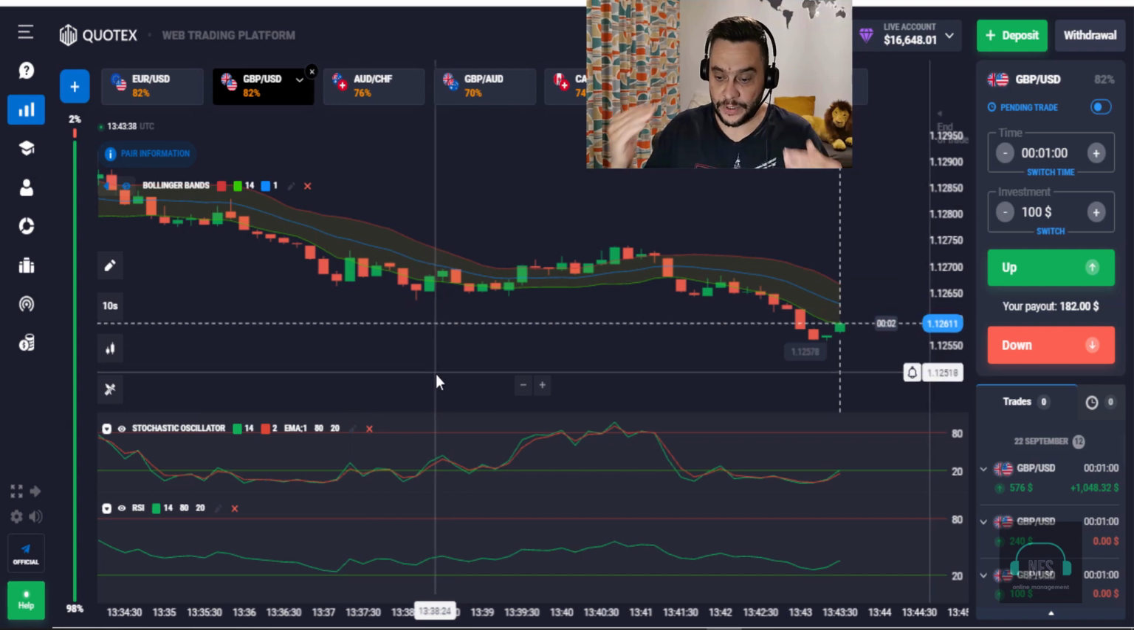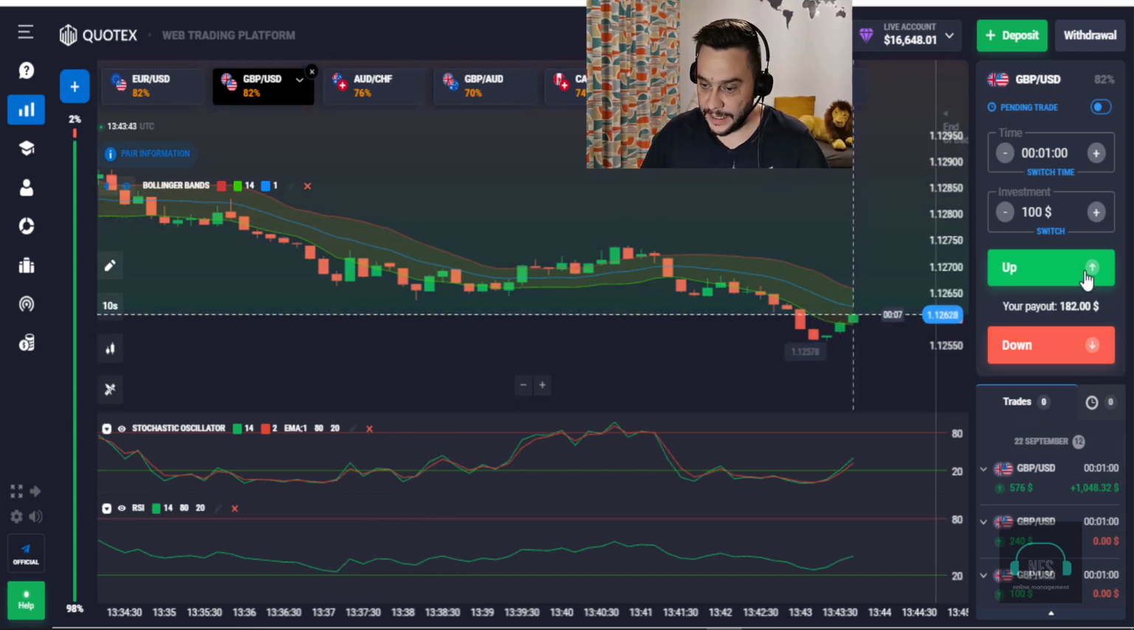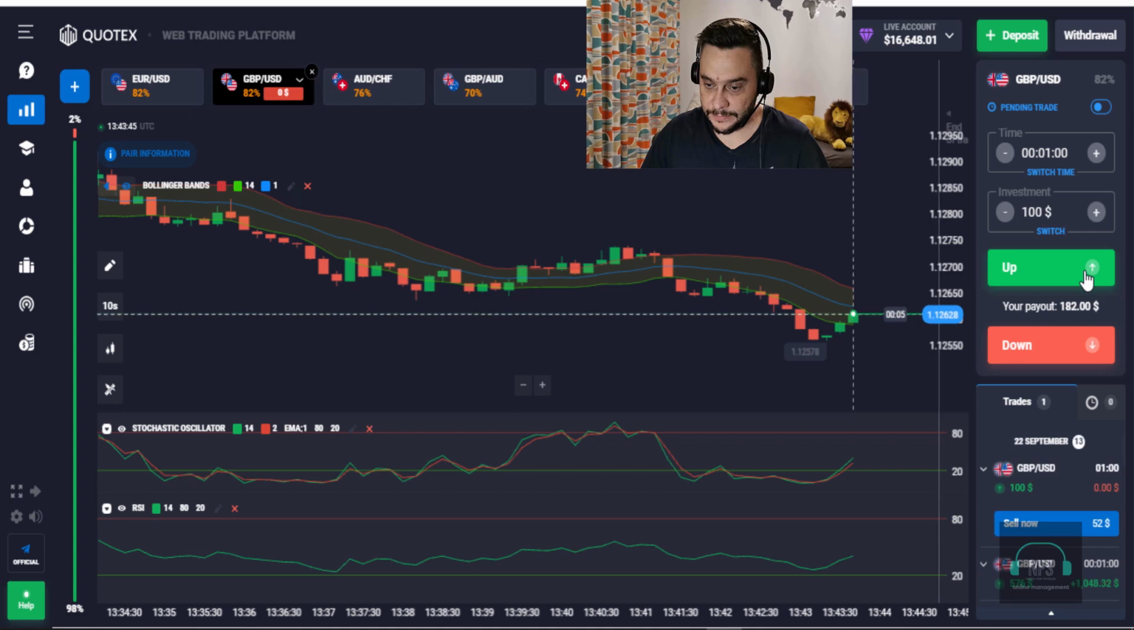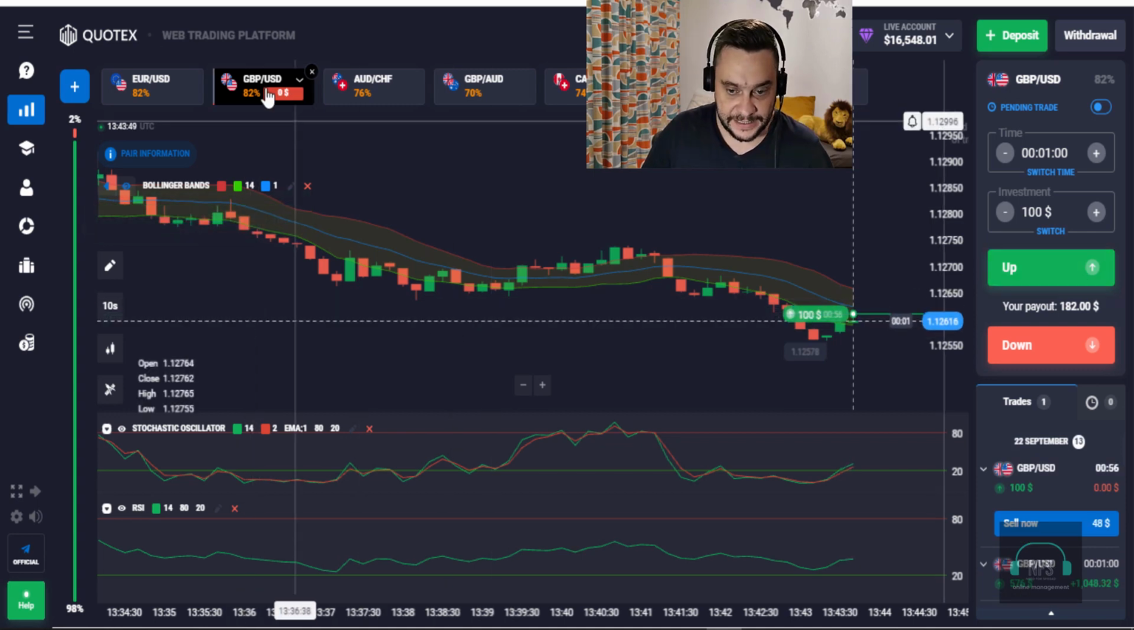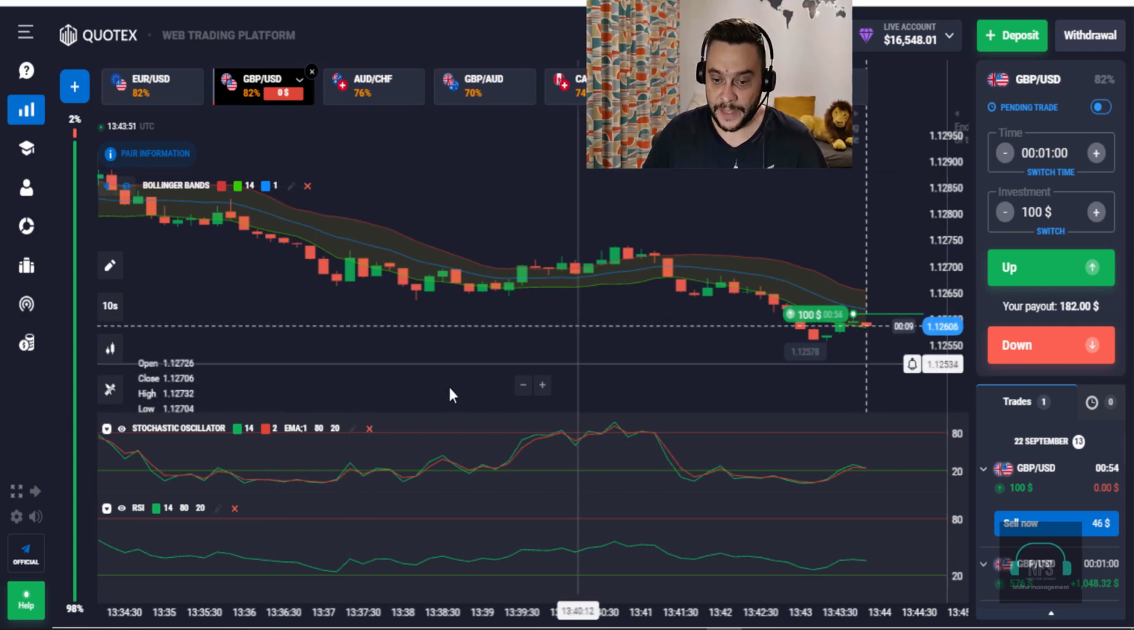And what do you think of this strategy? Let me place an up trade here right now, because now is the moment, and I placed a $100 trade here on GBP USD.